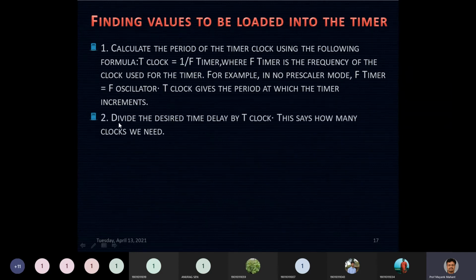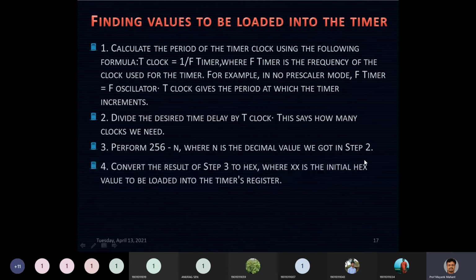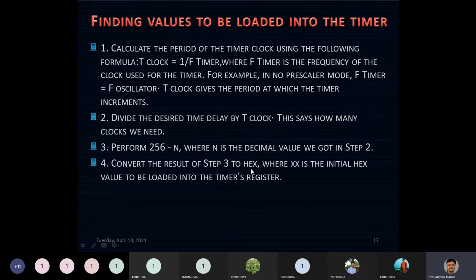Second, divide the desired time period by t, that you have found out from over here, and then use the formula 255 minus n, where n is the desired decimal value from step 2. Convert that into hexadecimal and load it in your TCNT. So these are the steps that you need to follow to load the value of your TCNT.